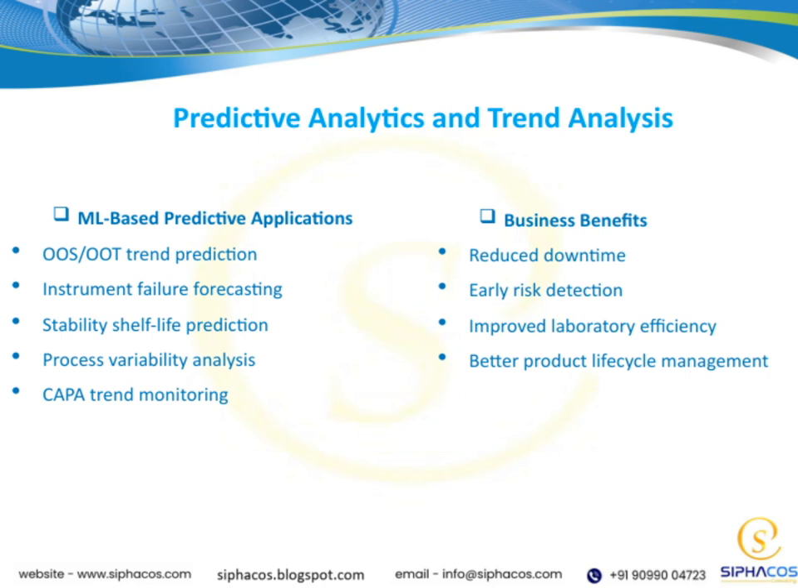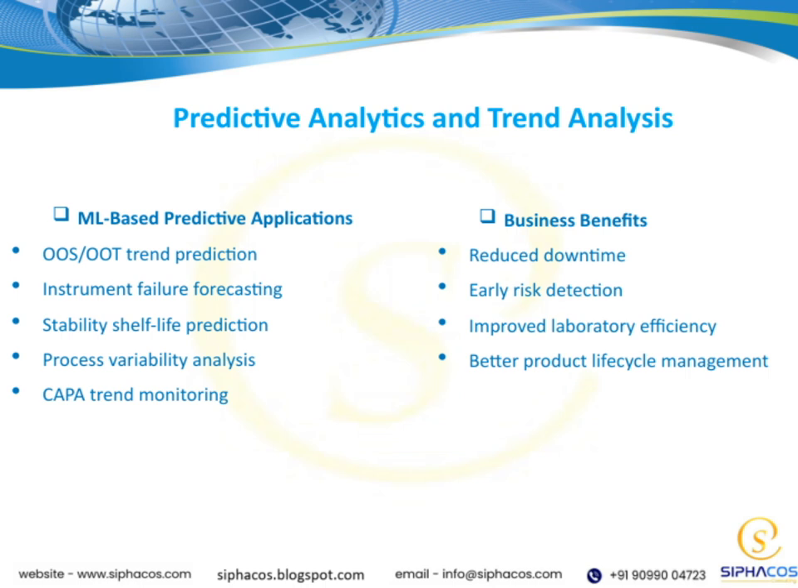Improving laboratory efficiency is another benefit. By streamlining processes and reducing manual efforts, we can get faster, more accurate results. Better product lifecycle management ties into this by helping us optimize each stage of a product's life, from development to end of life, ensuring maximum value. Moving into predictive analytics and trend analysis, these tools help us anticipate future issues or trends based on historical data.